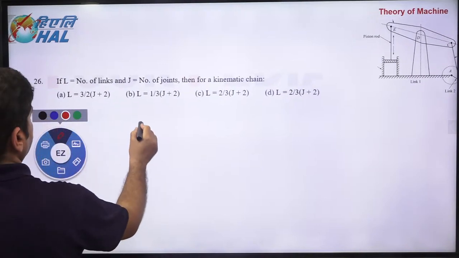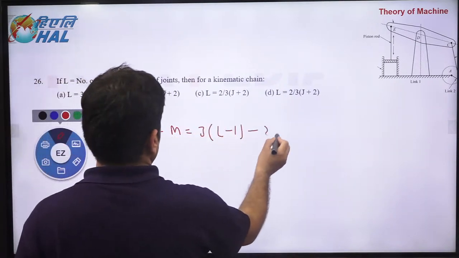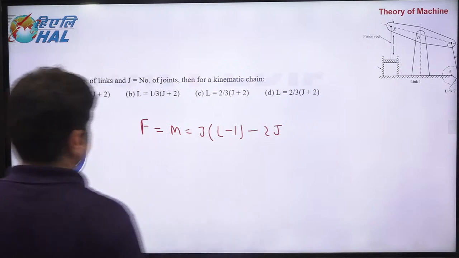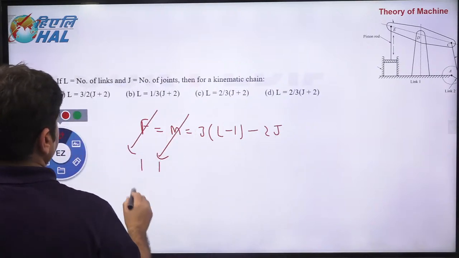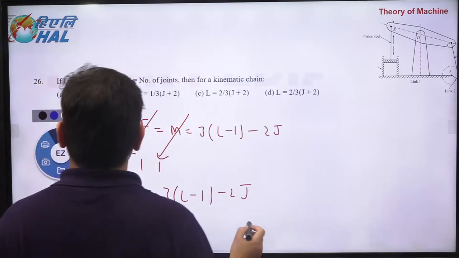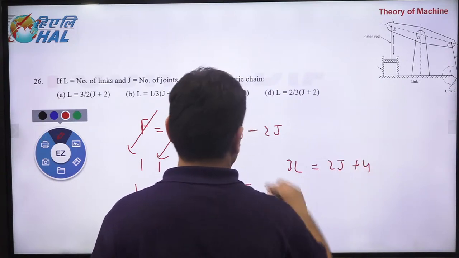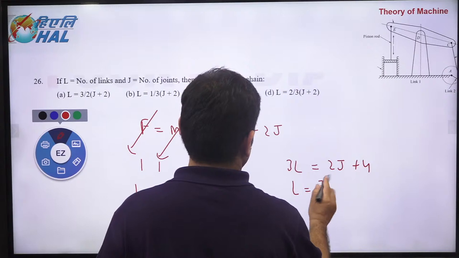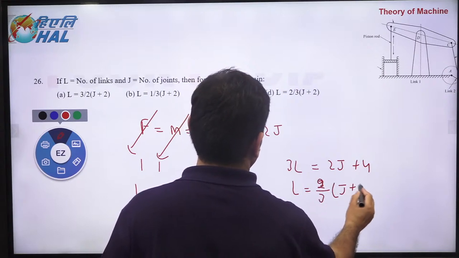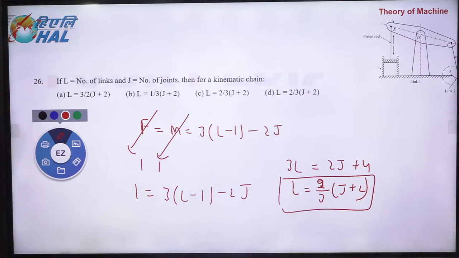I told you degree of freedom or mobility is 3 times number of links minus 1 minus 2 times joints. But for a mechanism it is 1. So 3 into L minus 1 minus 2J, number of links 3L is equal to 2J plus 4. So L is equal to 2 by 3 J plus 2. Right. So we've already written this as Gruebler's equation for degree of freedom.